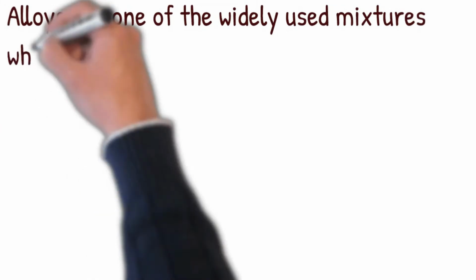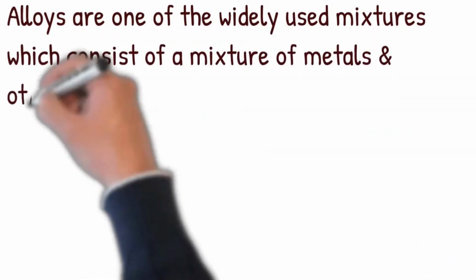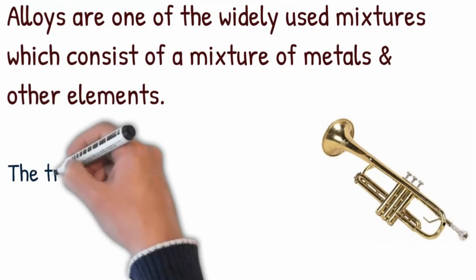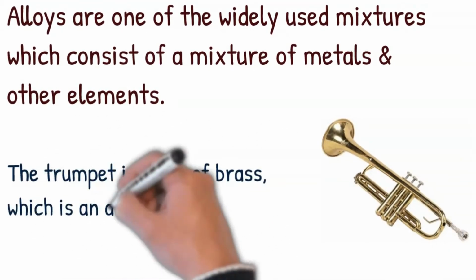Alloys are one of the widely used mixtures which consist of a mixture of metals and other elements. The trumpet is made of brass, which is an alloy of copper and zinc.